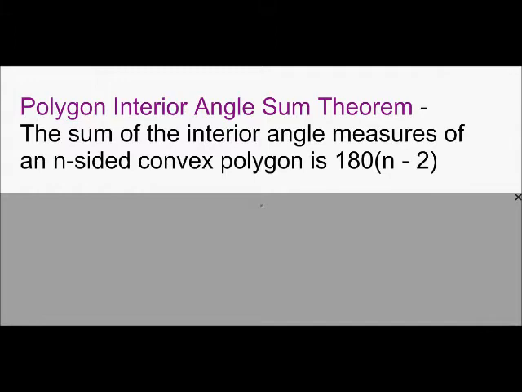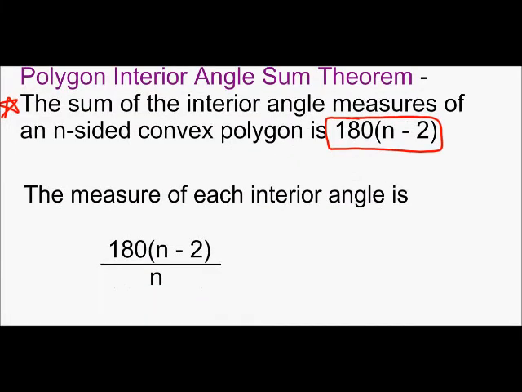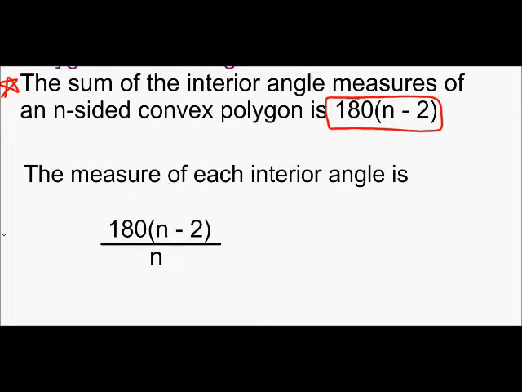Okay, the polygon interior angle sum theorem. It's a lot of words. The important thing for you to know, though, is what this says. The sum of the interior angle measures of an n-sided convex polygon is 180 times n minus 2. And you can take this one step further. The measure of each interior angle is 180 times n minus 2 divided by n.